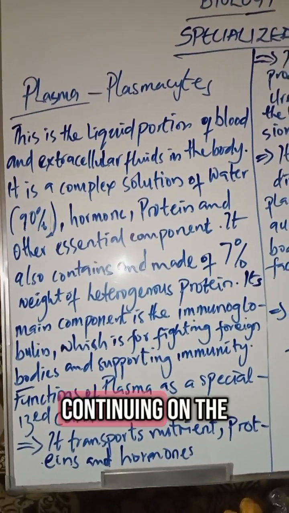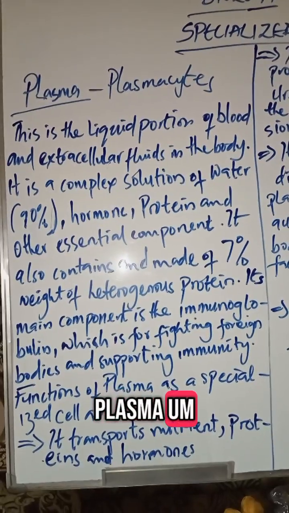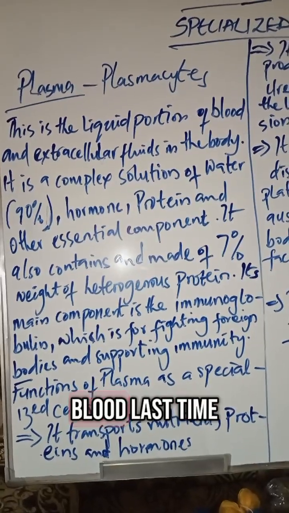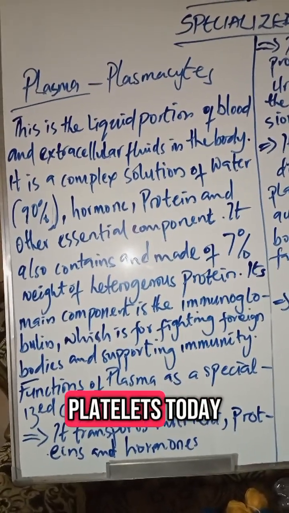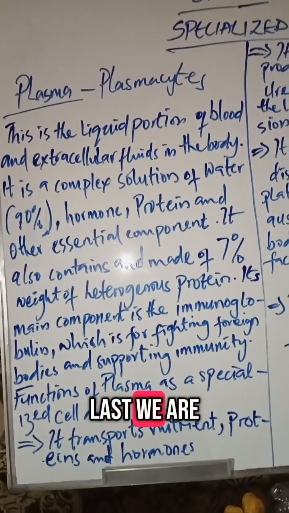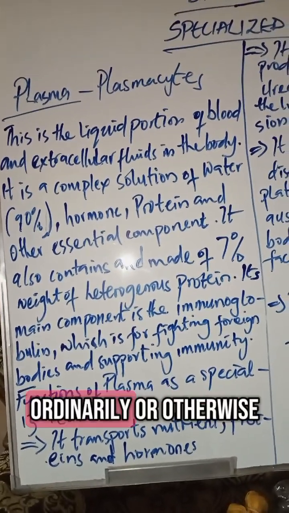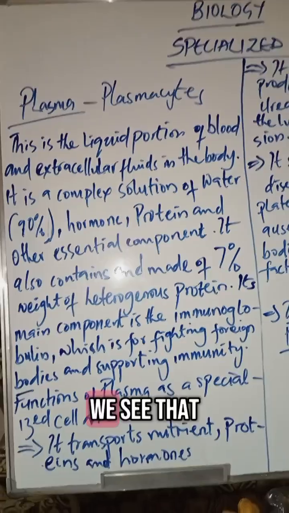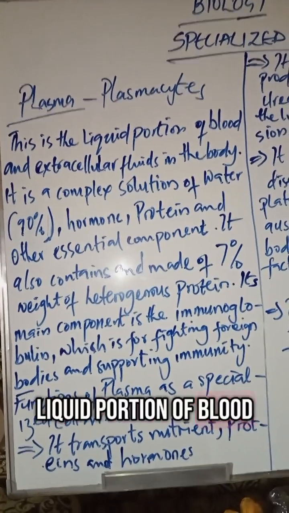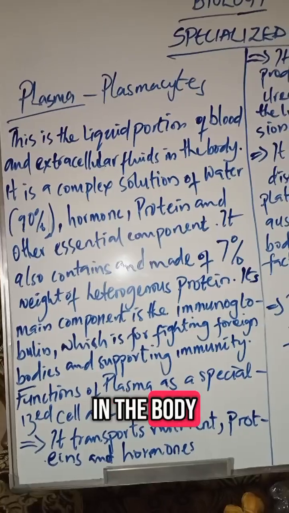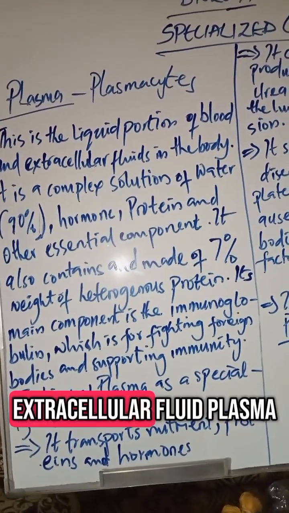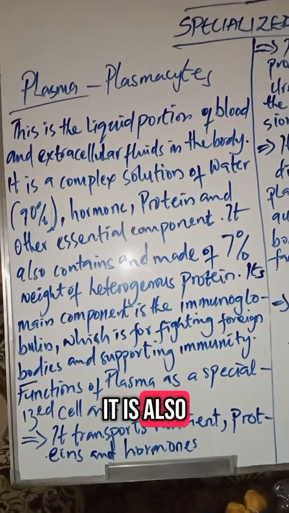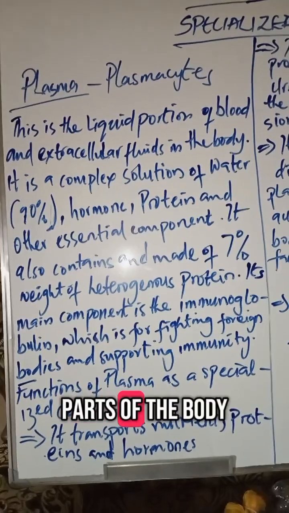Today we are continuing on the plasma as a specialized cell in the blood. The last time we talked about the platelets. Today, which is the last, we are going to talk about the plasma, otherwise known as the plasmacyte. This is the liquid portion of blood and extracellular fluid in the body. When I say extracellular fluid, plasma is not only found inside the blood, it is also found in other parts of the body.